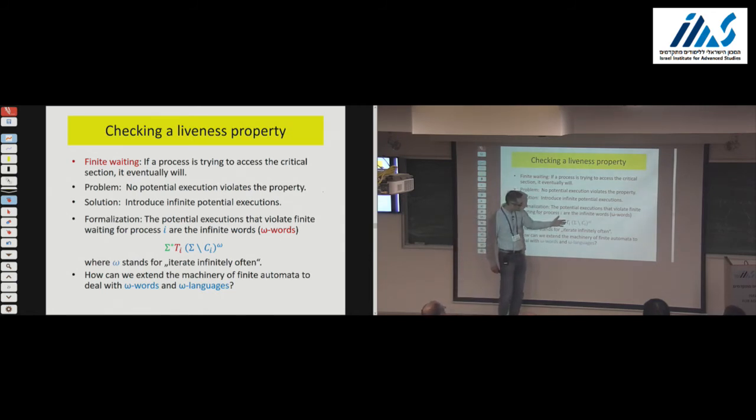If at some point I am trying to enter the critical section, and then I see an infinite sequence. This omega stands for infinite repetition, not finite repetition like in the Kleene star, but infinite repetition of configurations where I am not in. Okay, so now the problem is, if I want to check this using the same idea, trying to construct an intersection and checking for emptiness, how can I do that? I am going to need automata which are able to deal with omega words. I have to extend the theory of finite automata to the theory of infinite automata.